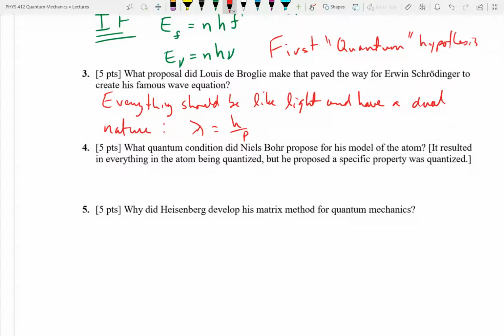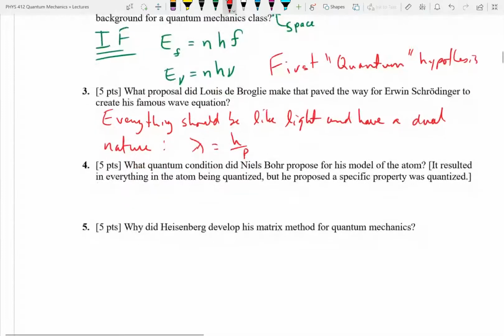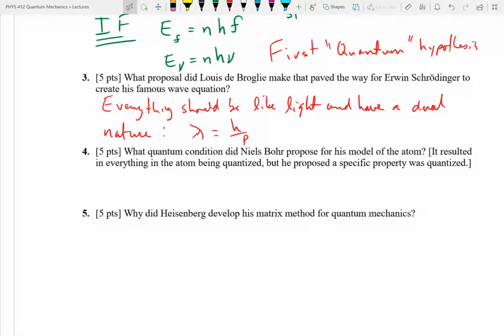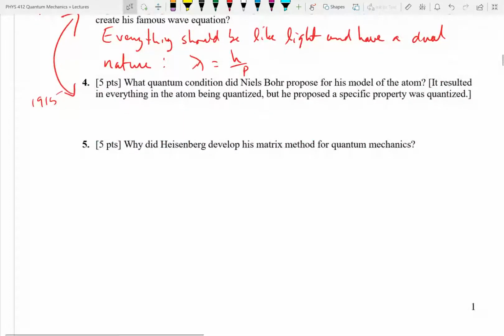Okay, what quantum condition did Niels Bohr propose? So we're going through the history of quantum here. We had Planck first, then de Broglie, now Bohr. Actually, historically, Bohr is before de Broglie. This was like 1922 or 1923. This is like 1915. And this one here was, I think, 1900, 1901, somewhere around there.